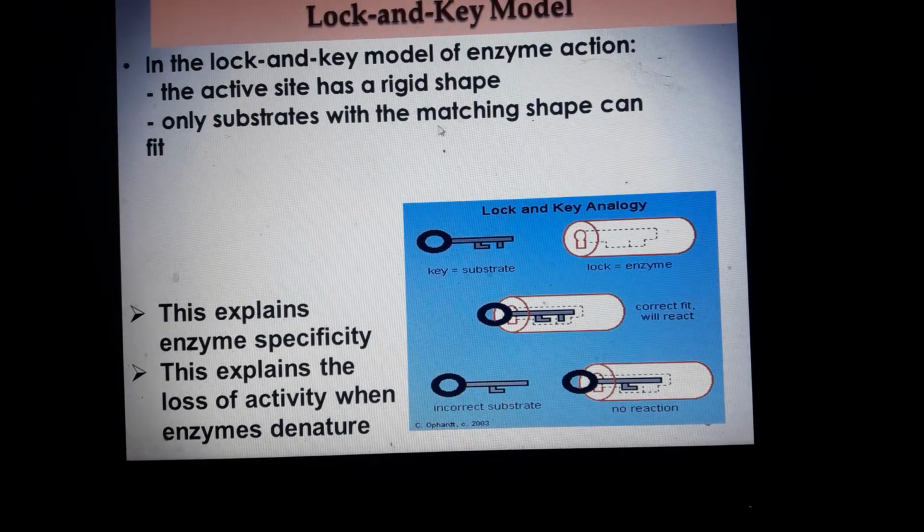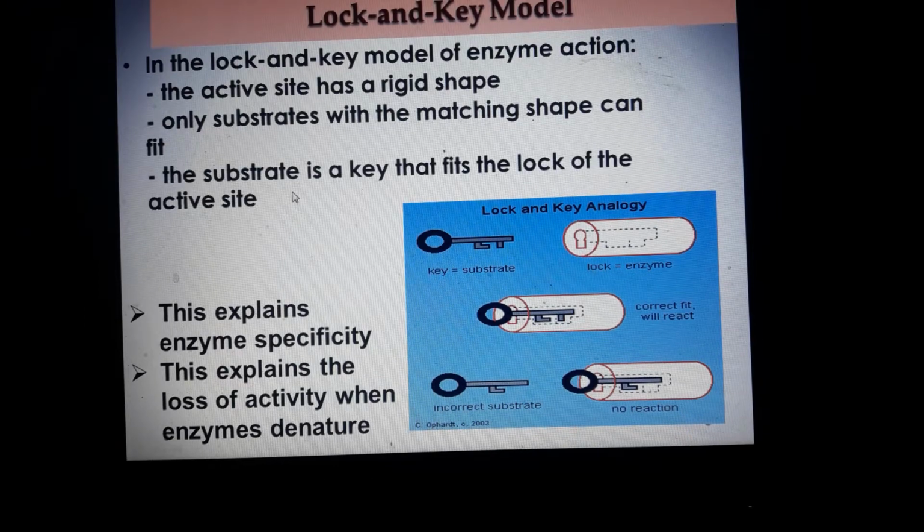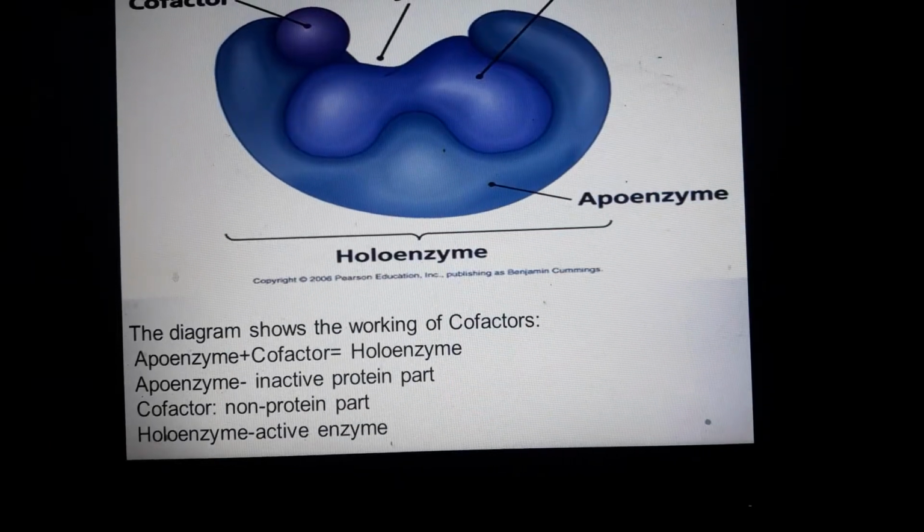Only substrates with matching shape can fit with the enzyme. The substrate is the key that fits the lock of the active site. So once the substrate binds here, then it fits. So usually parang ina-unlock niya. So there will be chemical reactions that will happen. Okay. So ano naman yung tinatawag natin na working cofactors of the enzyme?